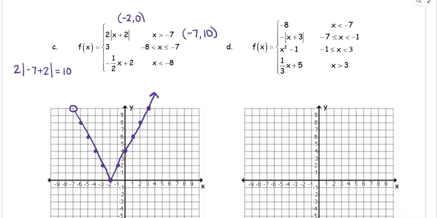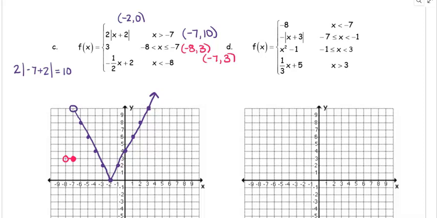And now let's look at that second part. Notice again that there is no variable here. It's only a 3. That means we're going to have a horizontal line at 3 in between the -8 and the -7. So my starting point will be -8, 3. My ending point is going to be -7, 3. -8, 3 is going to be an open dot, and then -7, 3 is going to be a closed dot. And we'll connect it in between.